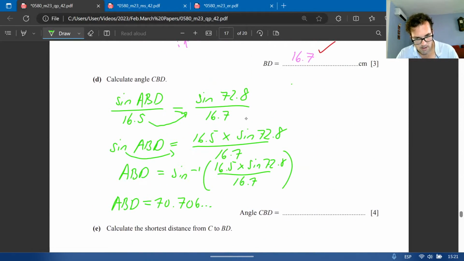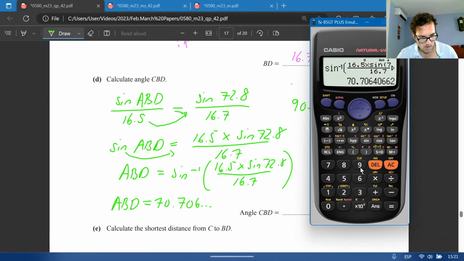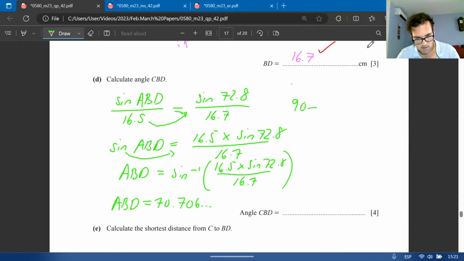So we need to do 90 minus, insert the previous answer, 19.29, etc. Okay, round it to 3 significant figures, or rather, this is an angle, no? So 1 decimal place. There's a 9, so we need to round it up: 19.3 degrees.